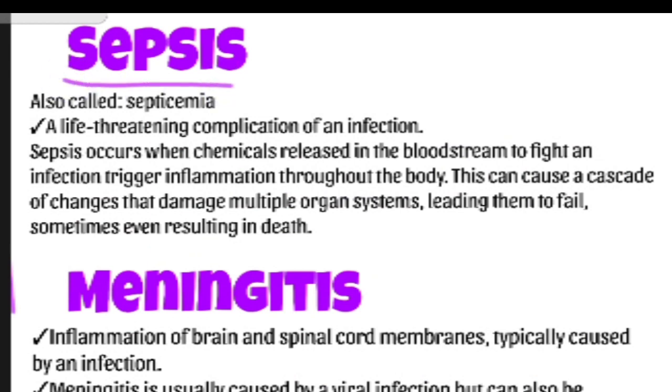Sepsis. This is the infection of the blood, and this condition is so threatening that it can take the life of the baby. It can occur because of bacteria or virus, but generally it occurs because of drug use.